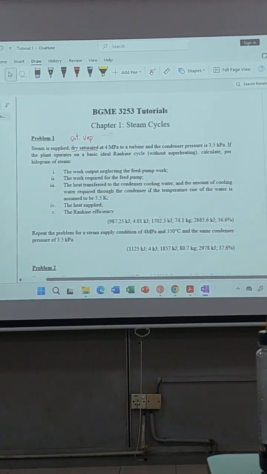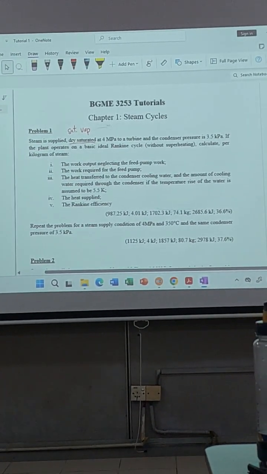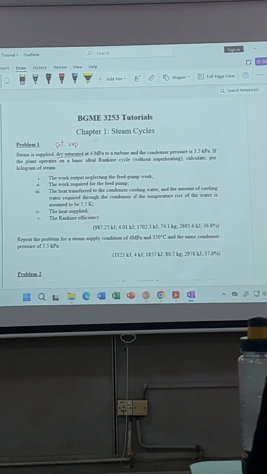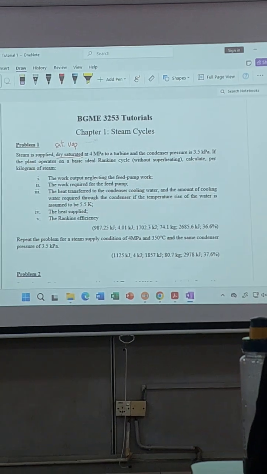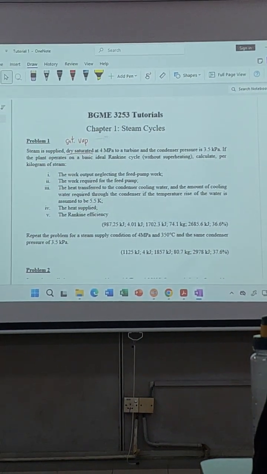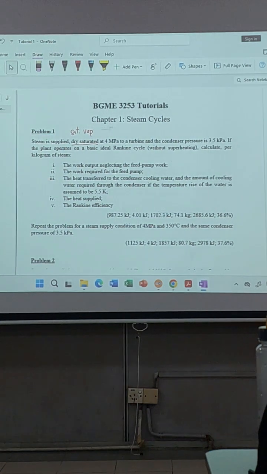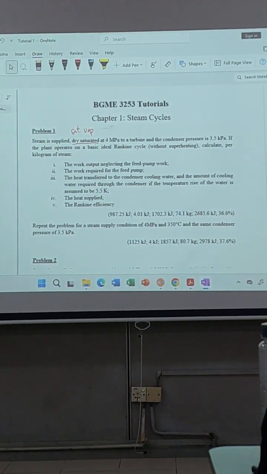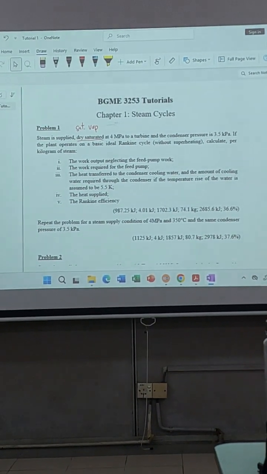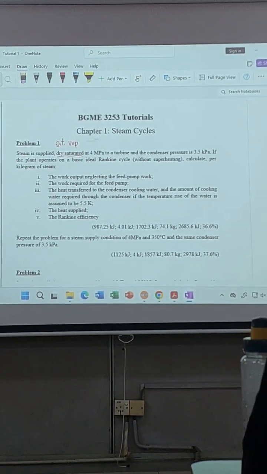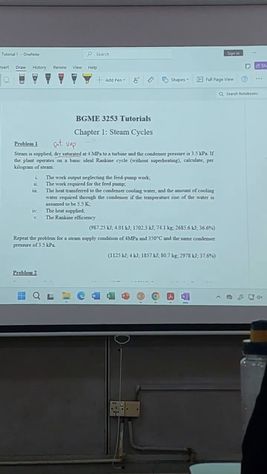Okay, so at 4 megapascal, into the turbine, and the condenser pressure is 3.5 kilopascal. So just by looking at this question, it actually pretty much covers everything in this room. Okay, so if the plant operates on the basic ideal Rankine cycle, this is the question that we have to calculate per kilogram of steam. So you need to find everything in terms of quantity.